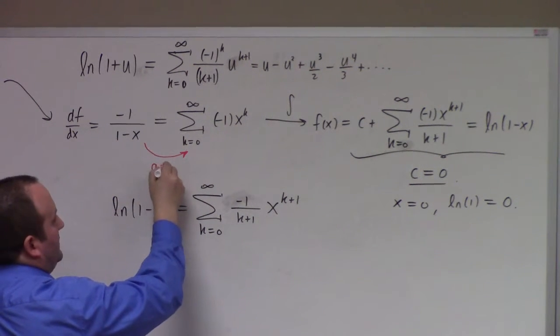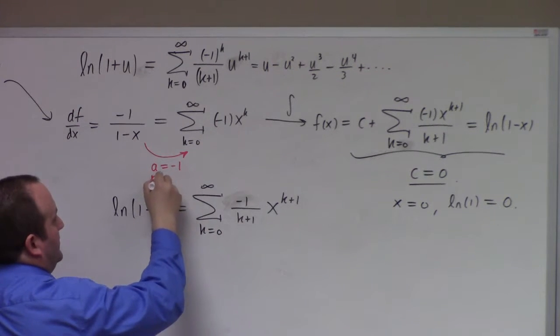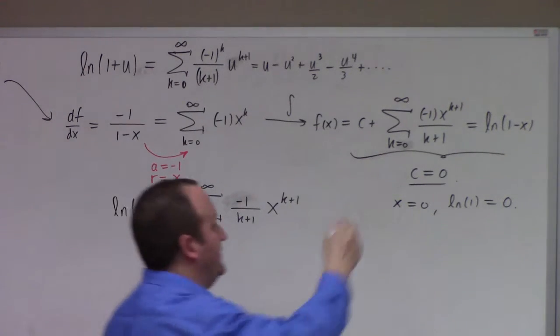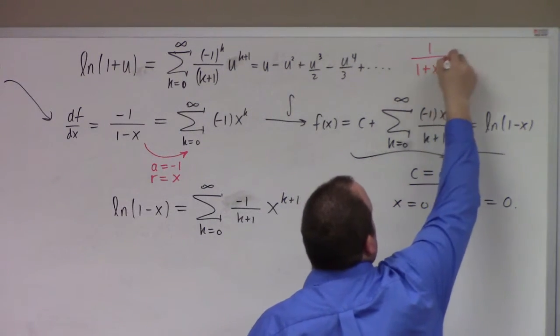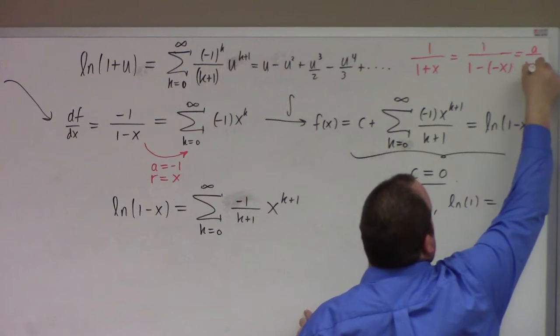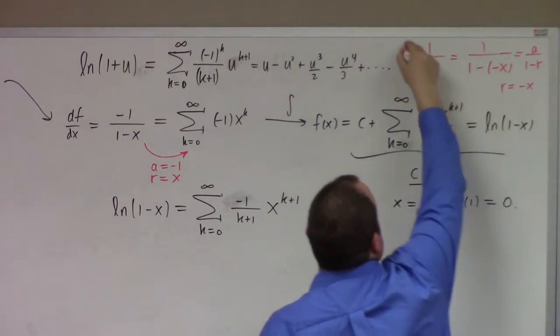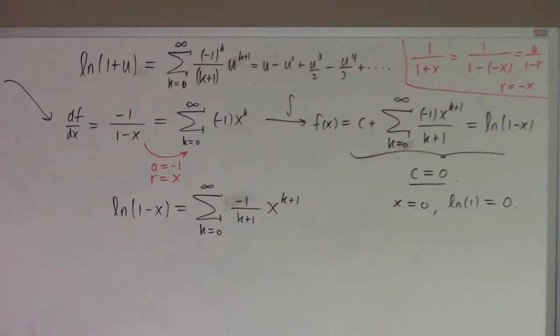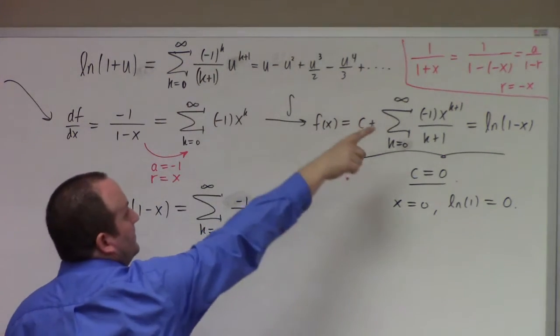My thought process here is a is equal to minus 1 and r is equal to x. The difference in the problem we worked in the other classes, we had 1 plus x downstairs, so like 1 over 1 plus x. I have to look at it as 1 over 1 minus x in order to compare with a over 1 minus r. There r is equal to minus x, and that's what created the minus 1 to the k in the formula.